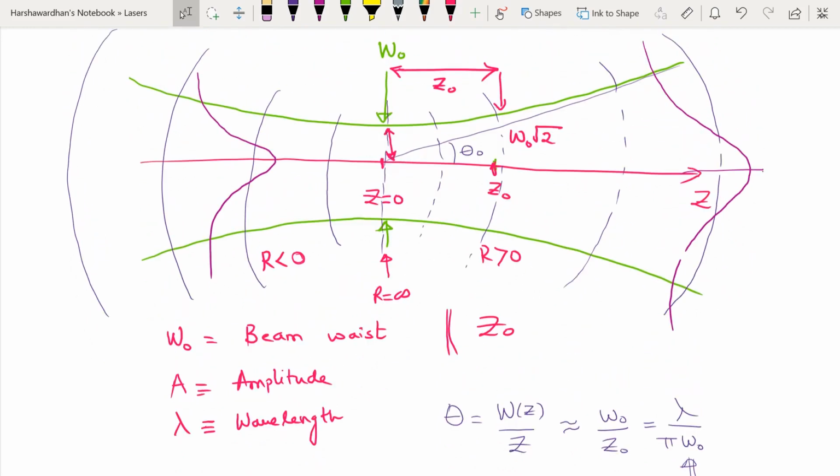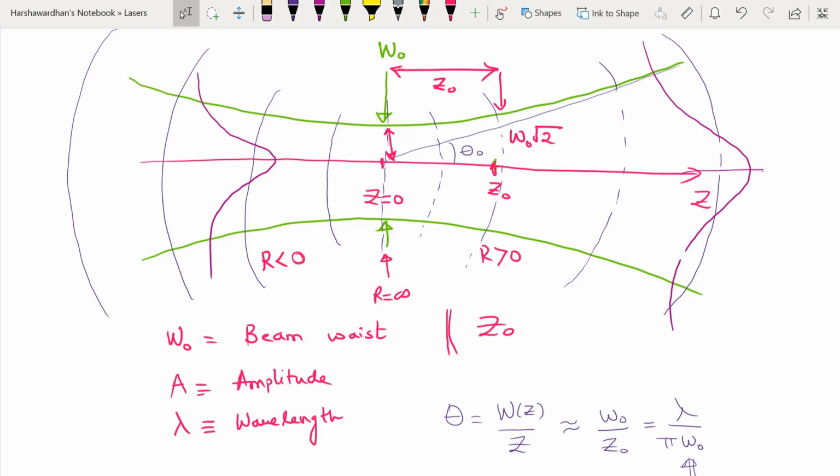So for the Gaussian beam, clearly there are three independent parameters, which is W naught, the beam waist. Once I fix W naught, I have fixed even Z naught, which is my Rayleigh range. If I choose my amplitude and wavelength, which I have to choose for any beam.